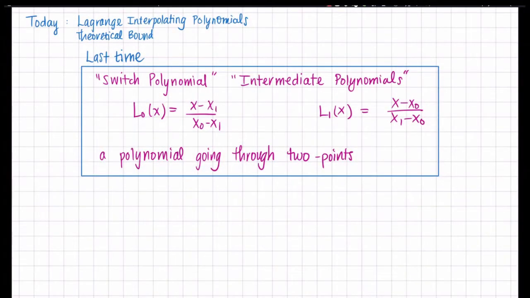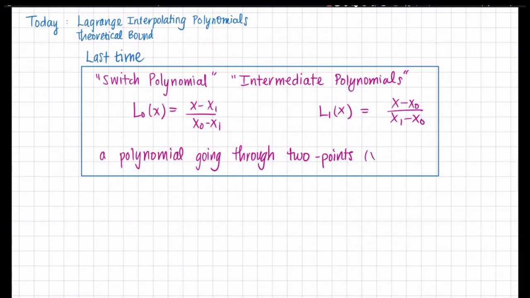Today we're going to be talking about Lagrange interpolating polynomials and their associated theoretical bound. And I copy-pasted this from our last notebook. These polynomials here are degree 1 polynomials. They're a function that depends on x, and this is x to the power 1 basically. And these are constants, right? Because this is for a polynomial going through 2 points.